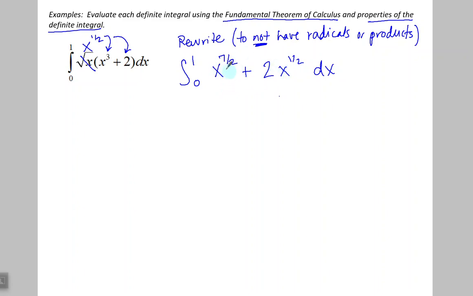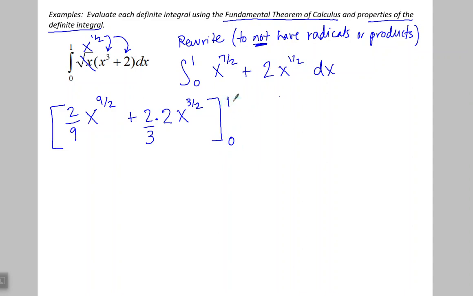So starting with the first term, x to the 7/2, I add 1 to the exponent. That makes x to the 9/2. Multiply by the reciprocal of the new exponent, 2/9. Plus, add 1 to that exponent, x to the 3/2. Now the 2 is a constant multiple that hangs out while I take the antiderivative, and the rest of the antiderivative is multiplying by the reciprocal of the new exponent, so times 2/3. I put my brackets to remind myself that I'm still evaluating this on the interval 0 to 1.